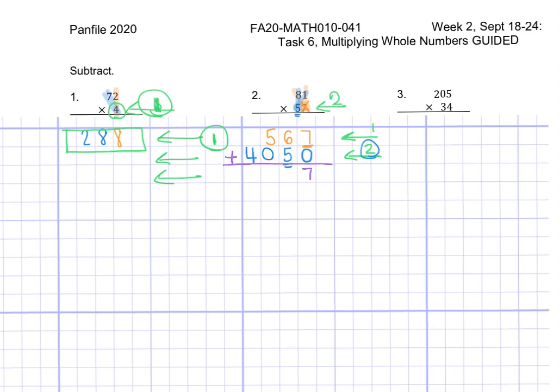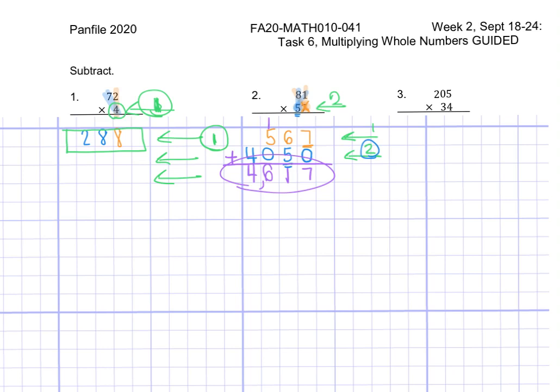7 plus 0 is 7. 6 plus 5 is 11. We carry the 1. 5 plus 1 plus 0 is 6. And we bring the 4 down. So our answer is 4,617.